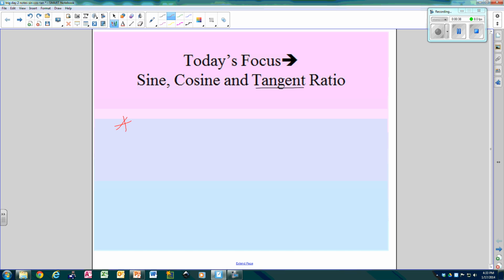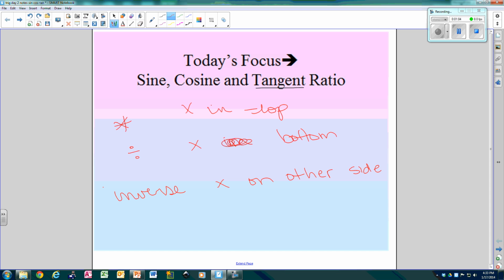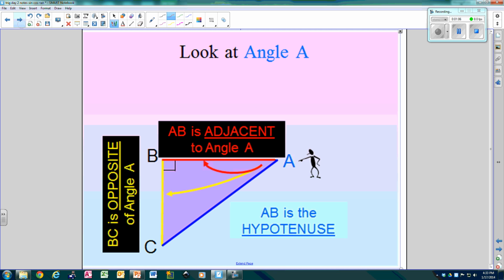So we're still going to multiply when x is in the top. We're still going to divide when x is in the bottom. And we're still going to inverse when we're looking for the angle. None of that is any different than what it was the other day. So let's get to it.